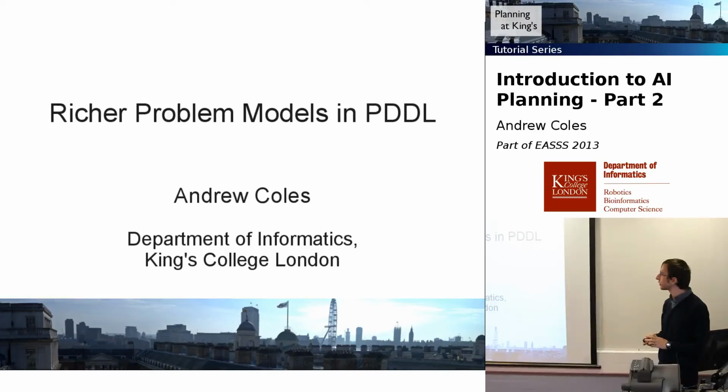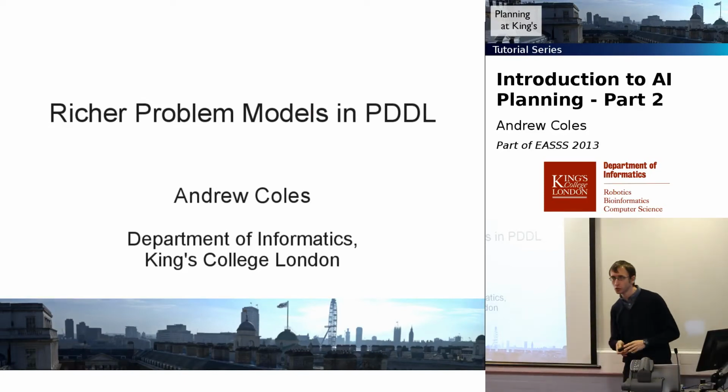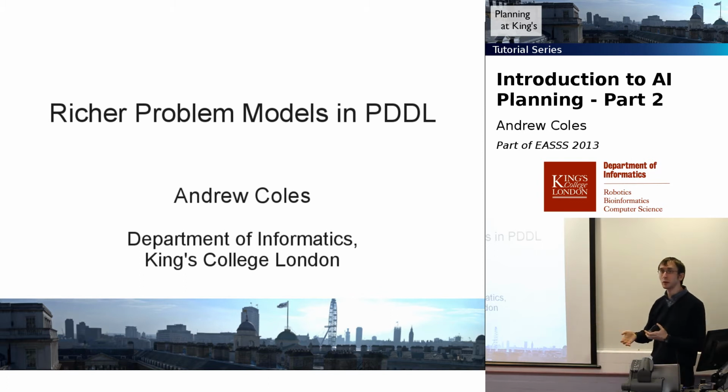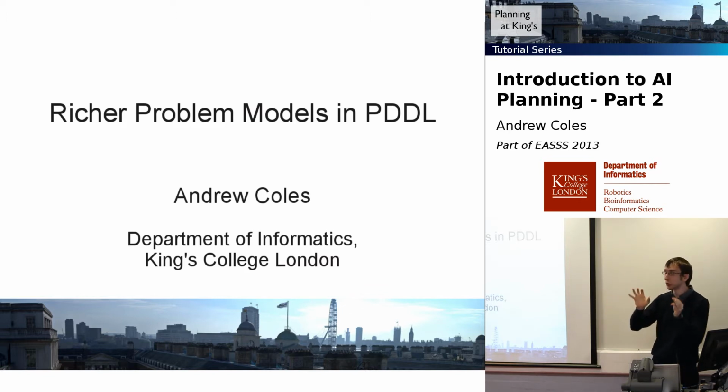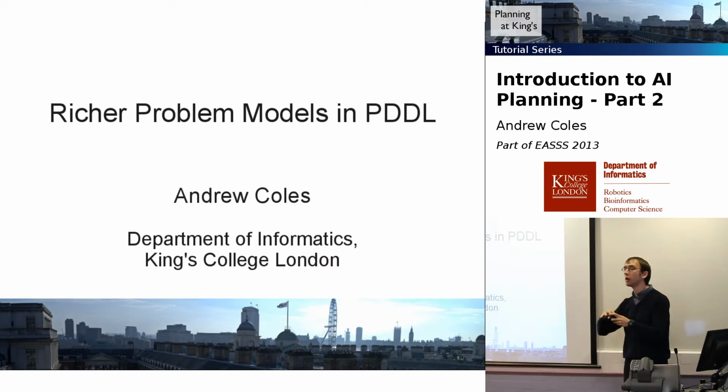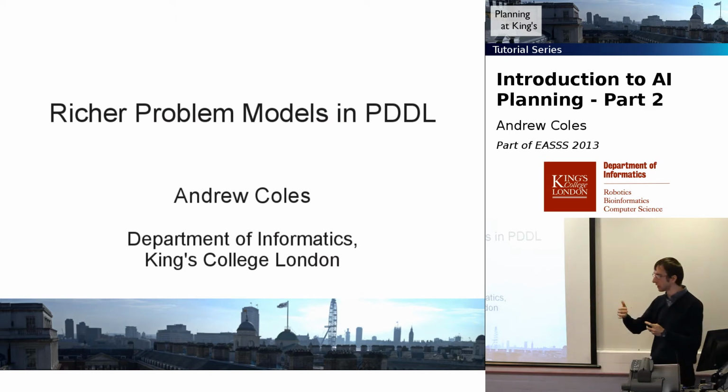Okay, so what I'm focusing on in the second half of this tutorial is modelling things in PDDL. In particular, how we do richer problem models, so moving away from just the propositional representation we heard about in the first part into more complex models involving time and numbers. So it's going to be half pragmatic, how do we model a certain problem in PDDL, and also half sort of understanding what extra features and a little bit of what's going on behind the scenes in order to support that.